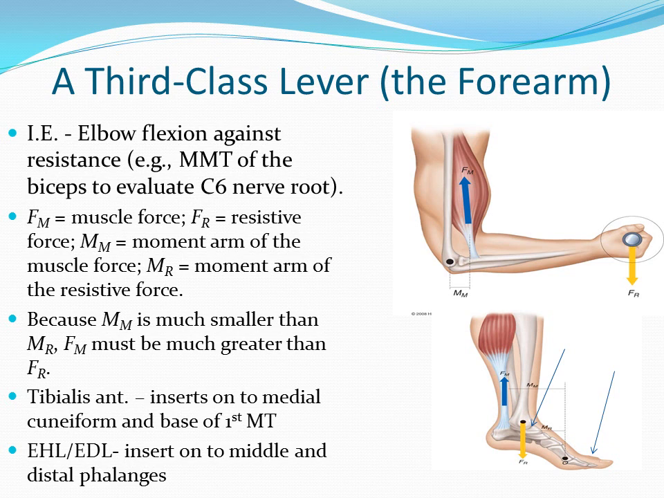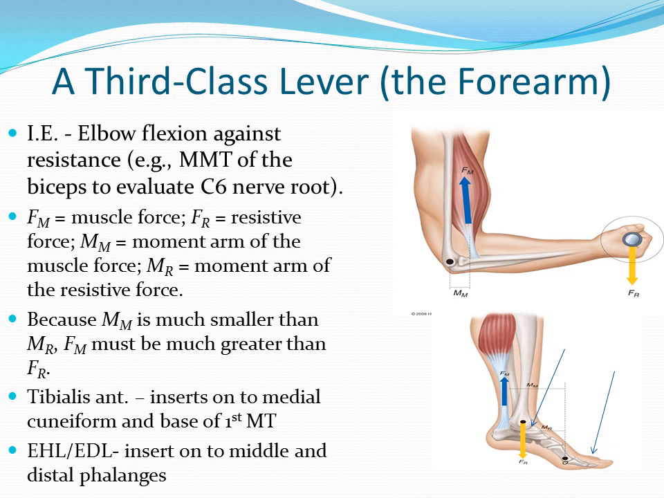So for those of you that have the PowerPoint demonstration, I have a diagram here of a third-class lever, which is the forearm, and the way that the bicep muscle acts on the forearm. So resisted elbow flexion, in other words, manual muscle testing of the biceps in the event of evaluating the C6 nerve root.